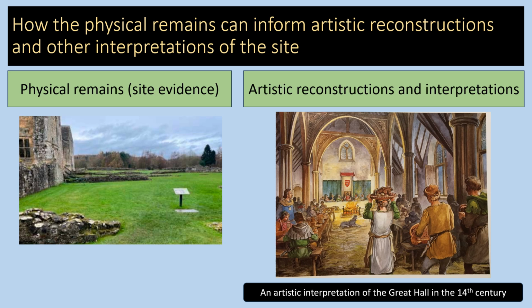Now, one of the key areas to reconstruct is the Great Hall. So we've got the physical remains, the site evidence of the Great Hall on the left, and the artistic reconstruction and interpretation on the right hand side. And the Great Hall is a fantastic one to write about in the 14th century. So let's have a look at how site evidence could inform an artistic reconstruction.